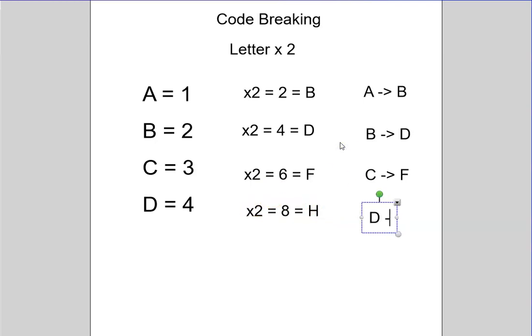Of course, we could go through the whole alphabet like this. In the end, we would have to wrap back around to the beginning of the alphabet because the alphabet ends. But D's are now going to be H's. All right, and again, that's a very small example.